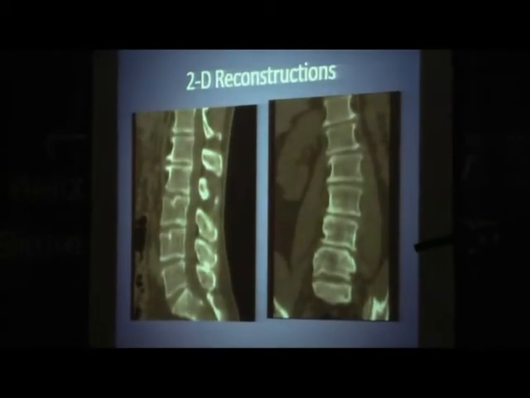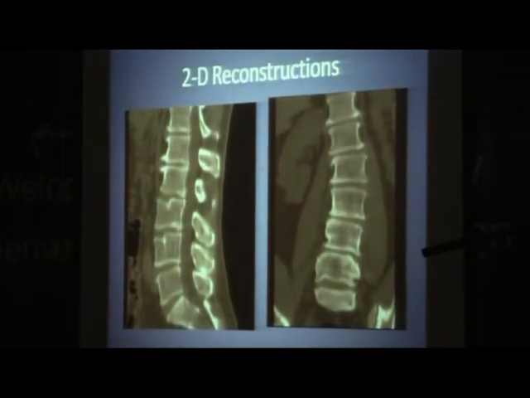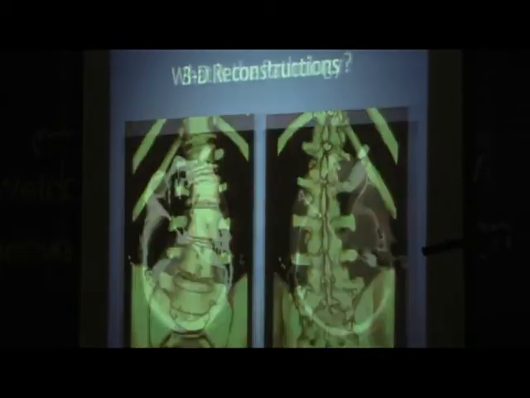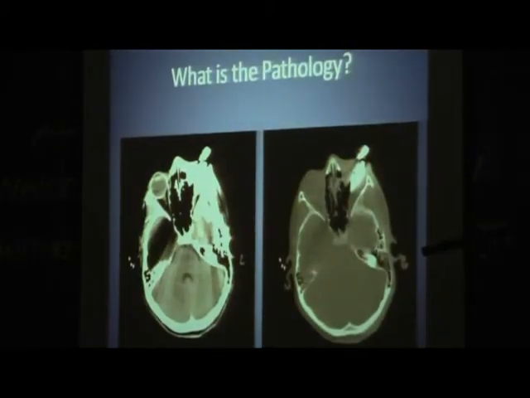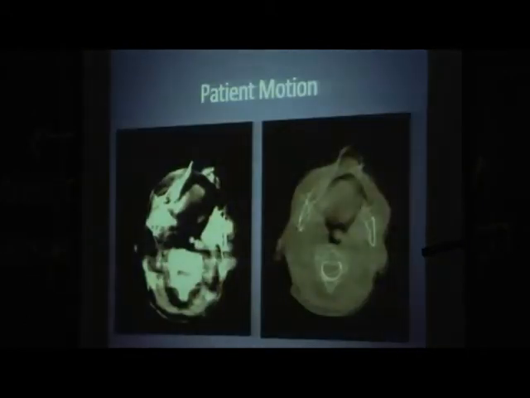Okay, the benefit of CT scan is we can do two-dimensional reconstructions and three-dimensional reconstructions. This is an advancement over X-rays. We can see sagittal and coronal reconstructions here. And this is the three-dimensional reconstructions that we can do now. This pathology, it's a little knife to the eye. Okay, things to be careful about.